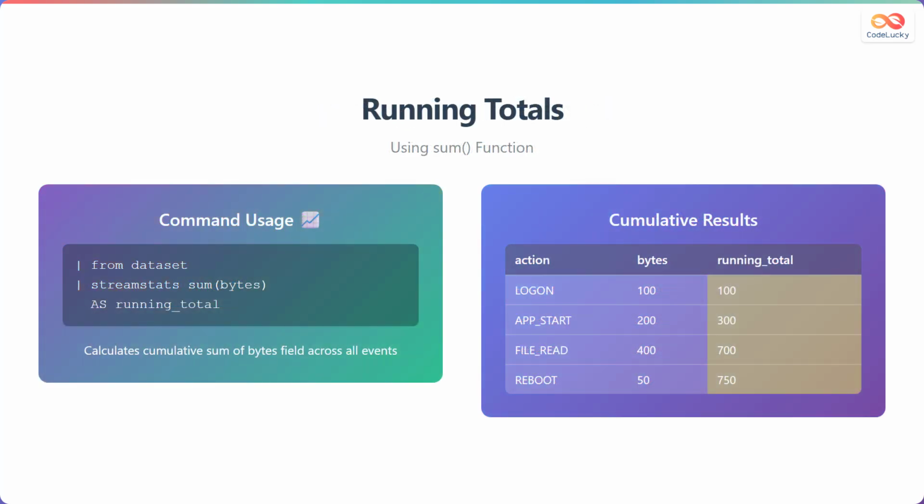The sum function with streamstats allows you to calculate running totals of numeric fields. In this example, we're calculating a cumulative sum of the bytes field. The first event shows a running total equal to its bytes value of 100. The second event adds its bytes value of 200 to the previous total, giving us 300. The third event adds 400 bytes to the running total, bringing it to 700. The fourth event adds 50 bytes, making the final running total 750. This running total functionality is invaluable for tracking cumulative metrics like total data transferred, accumulated costs, or progressive measurements over time.